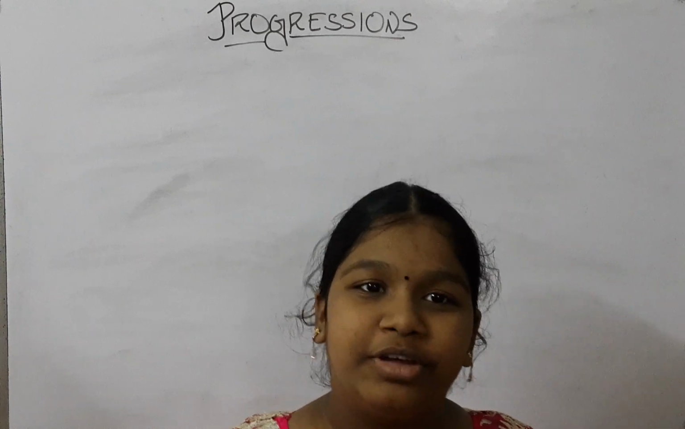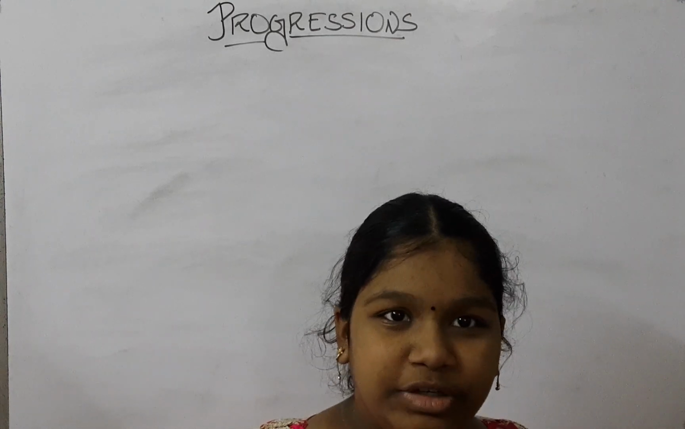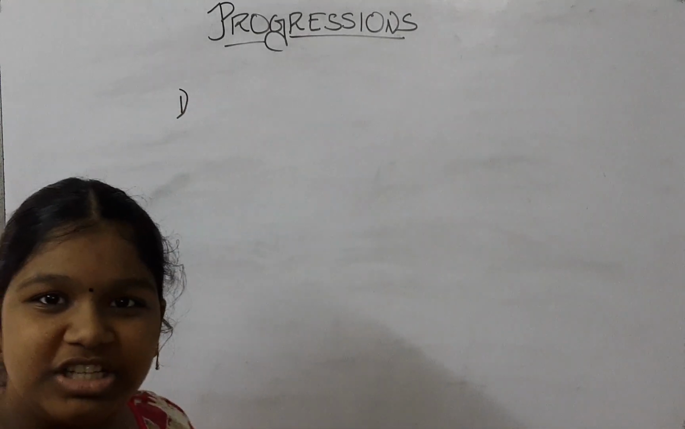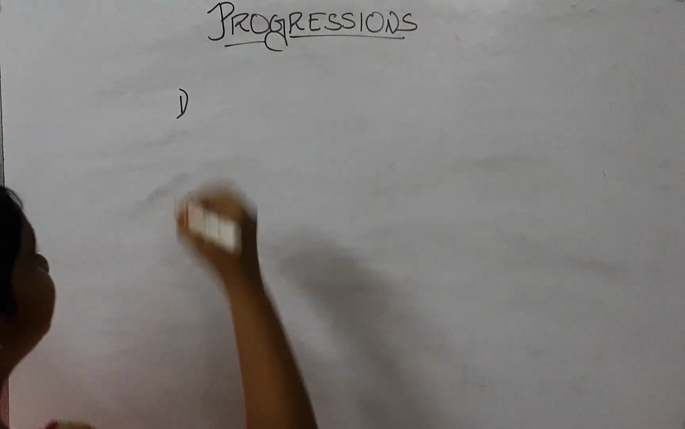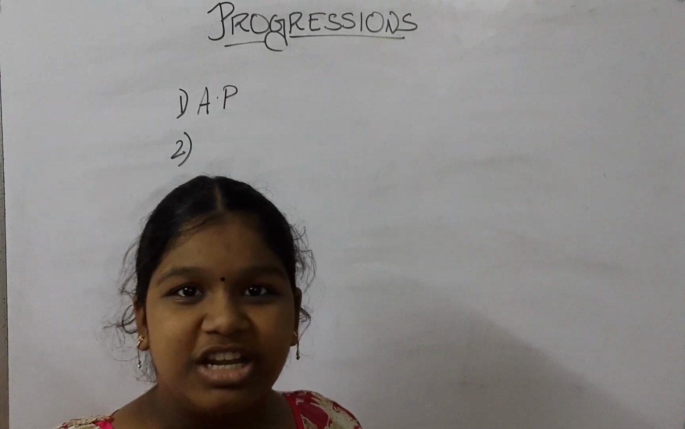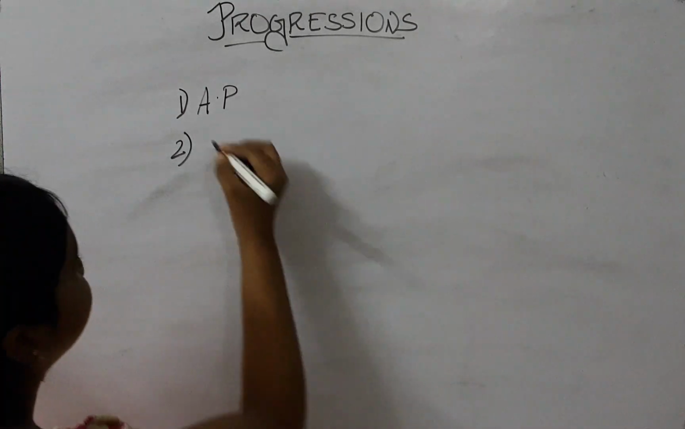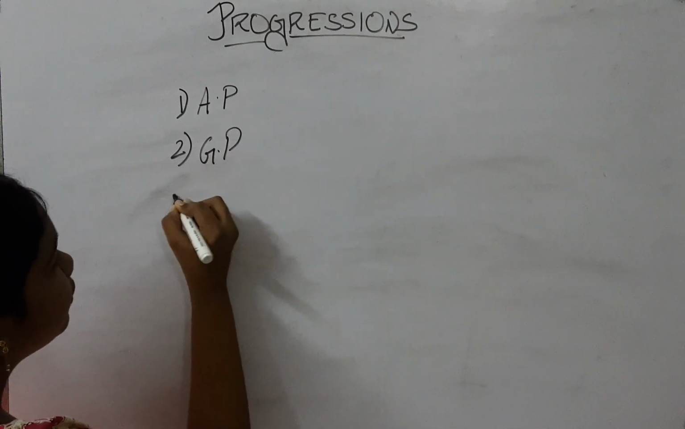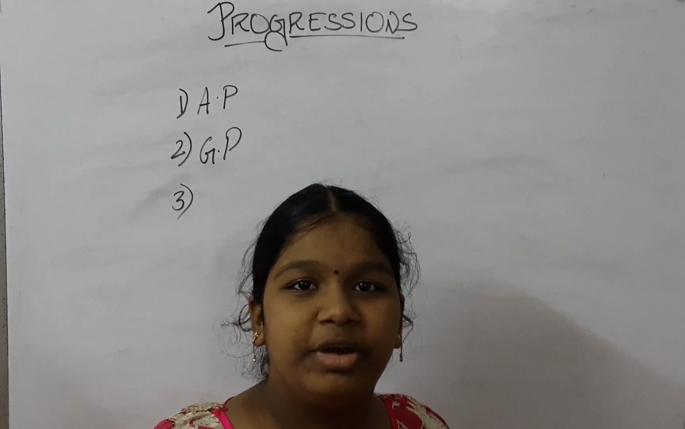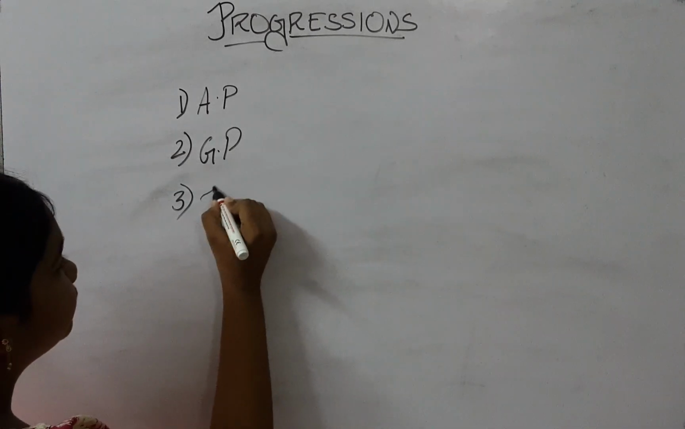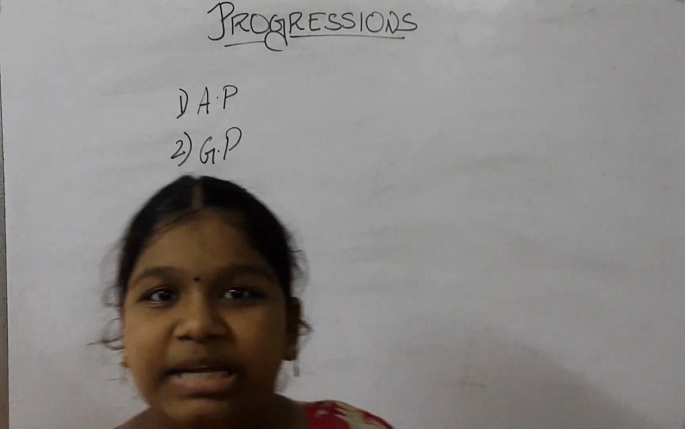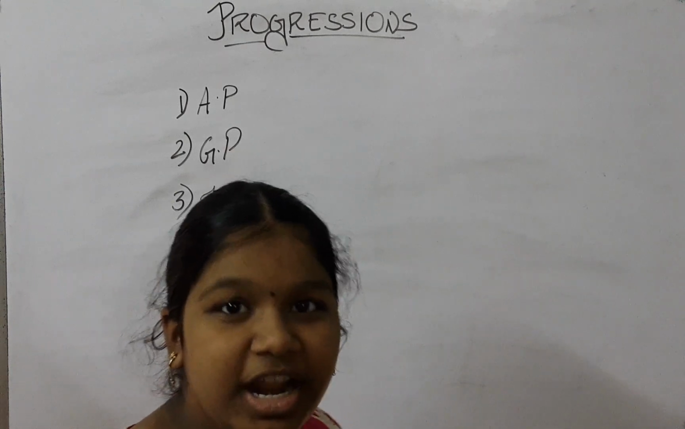Now I am going to tell progressions. In progressions we have four types. They are arithmetic progression, in short form written as AP. Second one, geometric progression, in short form written as GP. Third one, harmonic progression, in short form written as HP. Last, fourth one, arithmetico-geometric progression, in short form written as AGP.